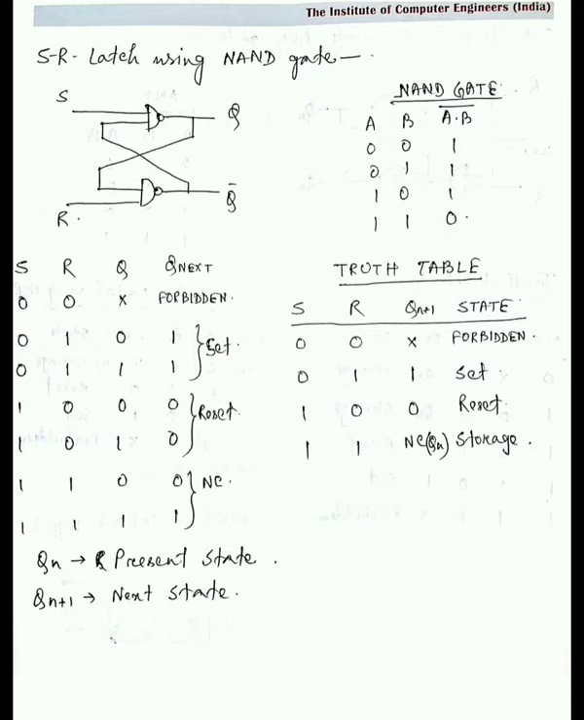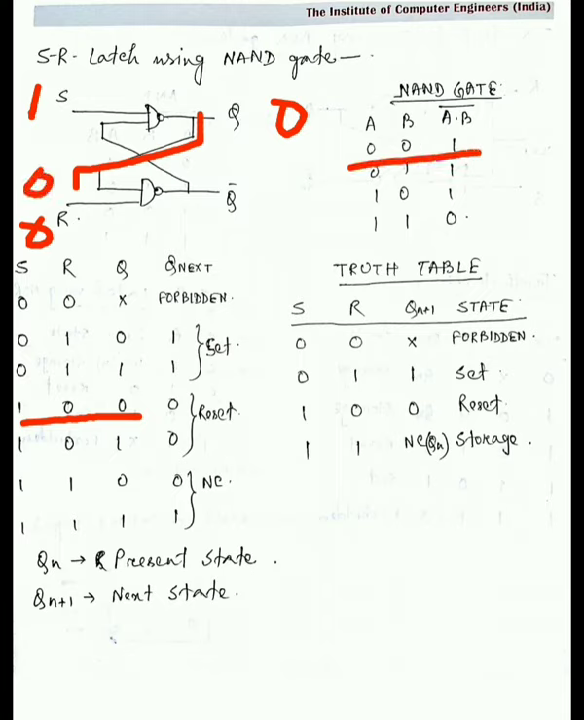Now our next point is S is 1, R is 0. Now let us take Q is 0. If Q is 0, then the Q signal comes here, we know. So here it is 0, 0, 0, 1. So Q bar is 1. Again 1 goes to here. Here 1 goes to, so 1, 1, it is 0. You see here it is 0.